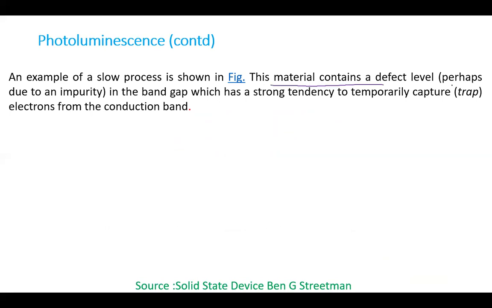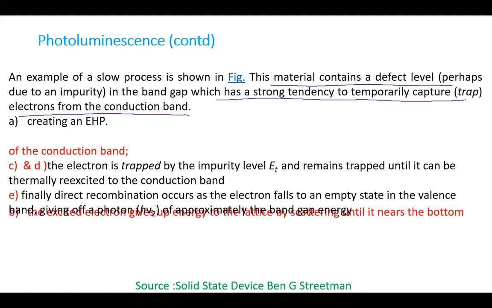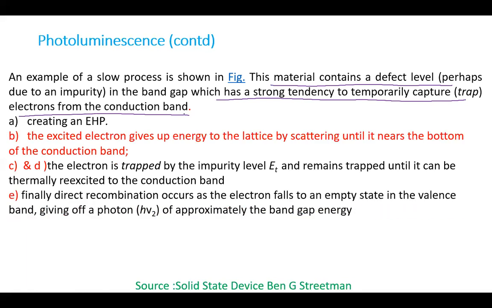This material contains a defect level in the band gap, which has a strong tendency to temporarily capture electrons from the conduction band. So the electron does not move directly from the conduction band to the valence band. In between, there is some trap. The first thing is the creation of an electron-hole pair. Second is the excitation, where the electron gives off energy to the lattice. Third, it is trapped and remains trapped. Fourth, it is thermally re-excited. And fifth is recombination, which is accompanied by giving off a photon of certain energy, h nu 2.